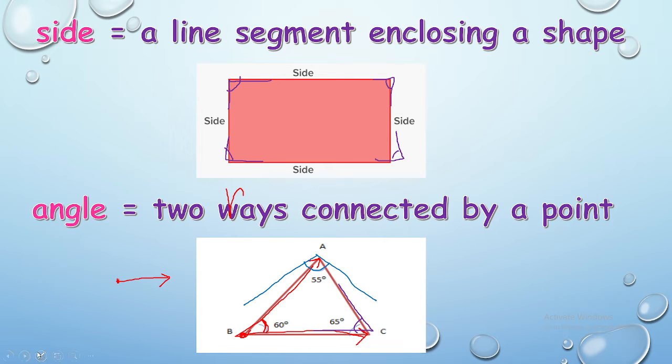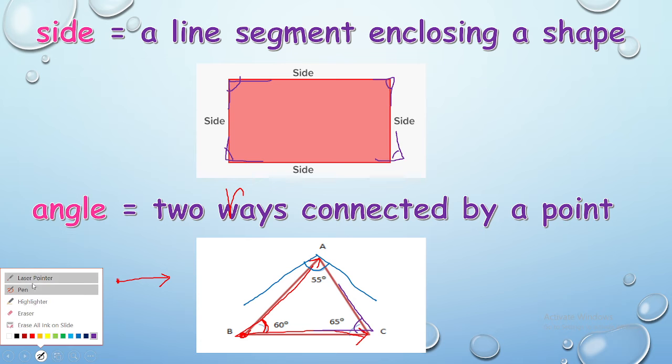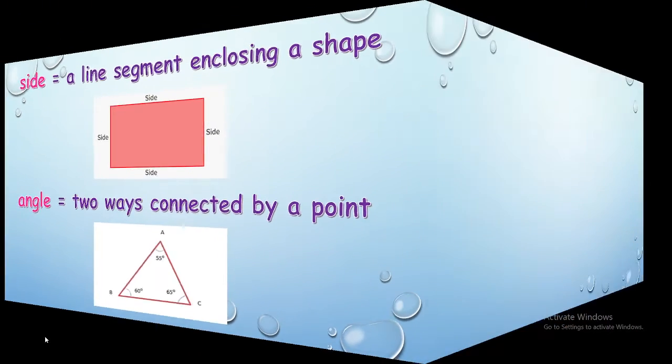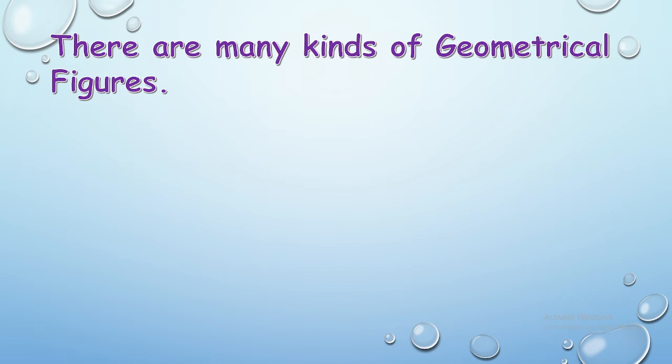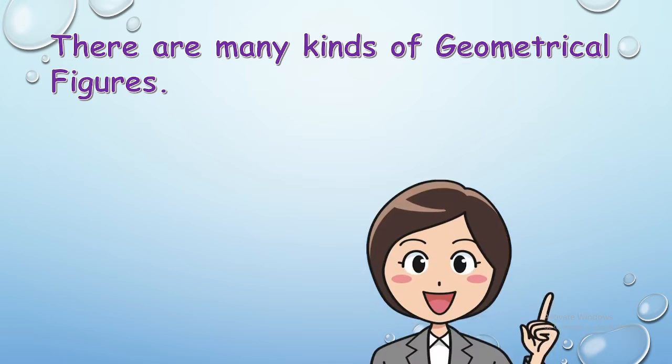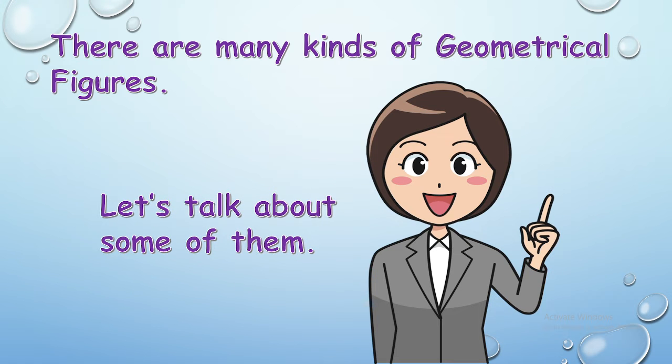But there are also some polygons that do not have angles and sides. Later we will have examples. Yes, there are many kinds of geometrical figures. Let's talk about some of them.